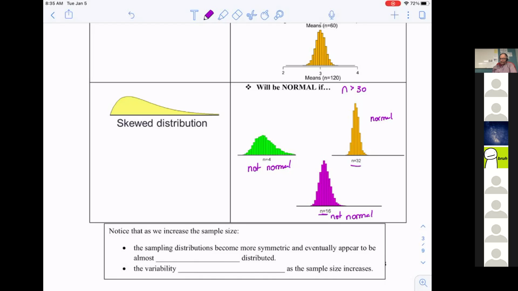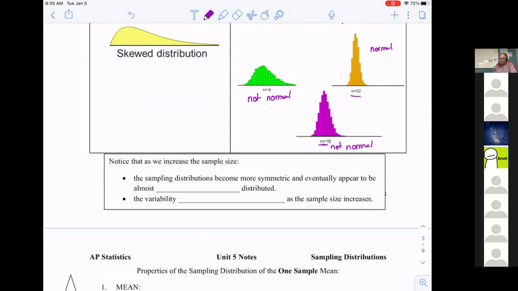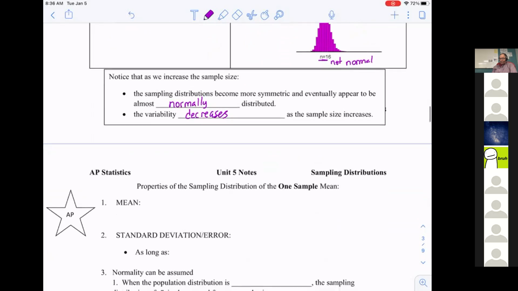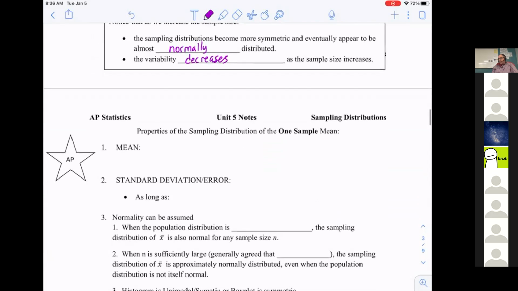So as we increase the sample size, the sampling distributions become more symmetric and eventually appear to be almost normally distributed. And the variability is going to decrease. Okay. So those are the two things that we have to remember. As my sample size increases, it's going to become more and more normal. But as my sample size increases, my variability is going to decrease. So therefore, my standard deviation gets affected. And that's what we have to roll into when we talk about this.